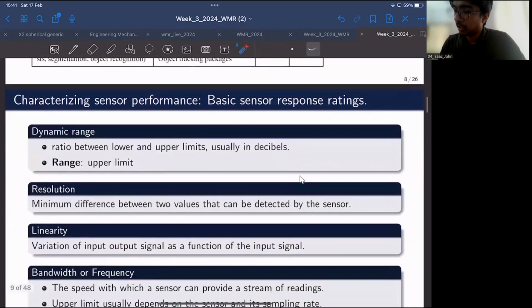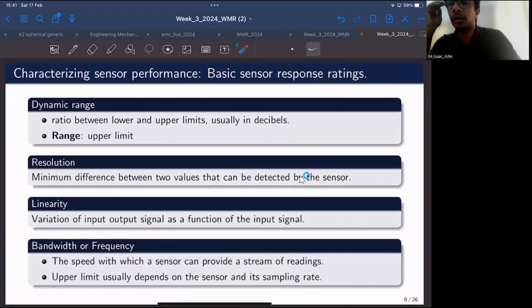Okay, so once you have decided on actuators, you also need to see whether the specifications of these actuators are right for your particular application. In order for you to do that, there are several ways of characterizing the sensor's performance. There are some key terms that we should be aware of if you have to select the right specification of actuator, specification of sensors.